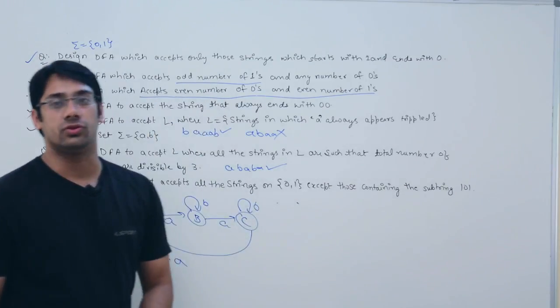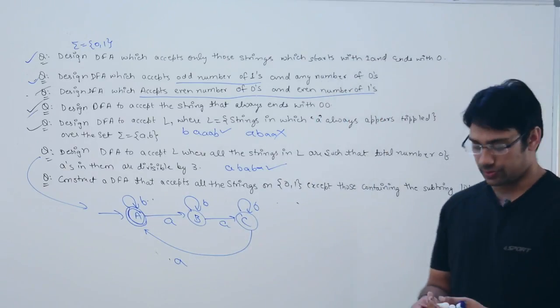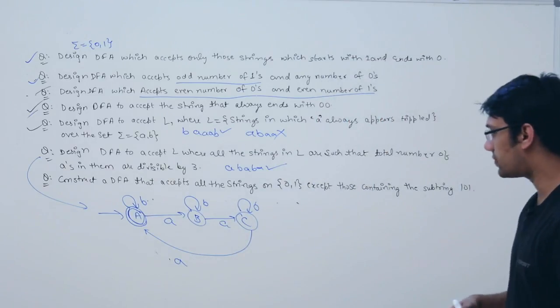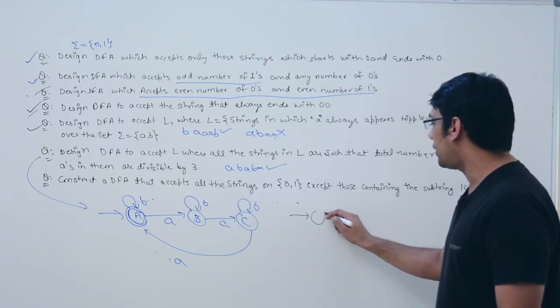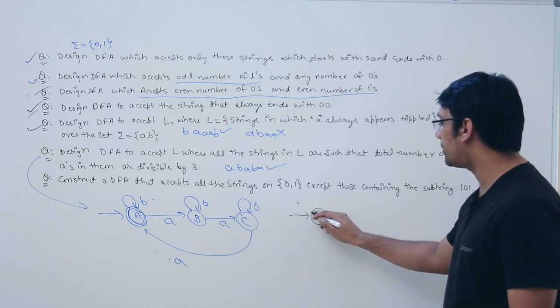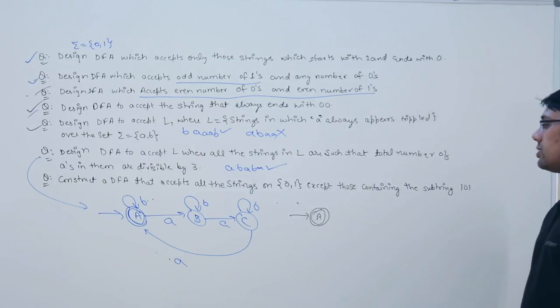And the last one is to construct a DFA which accepts the strings on 0, 1 except those containing the substring 101. That means if 101 as a substring is there, it should not be accepted. So initially we are at state A. It should be accepted because initially the number of zeros and ones is zero.